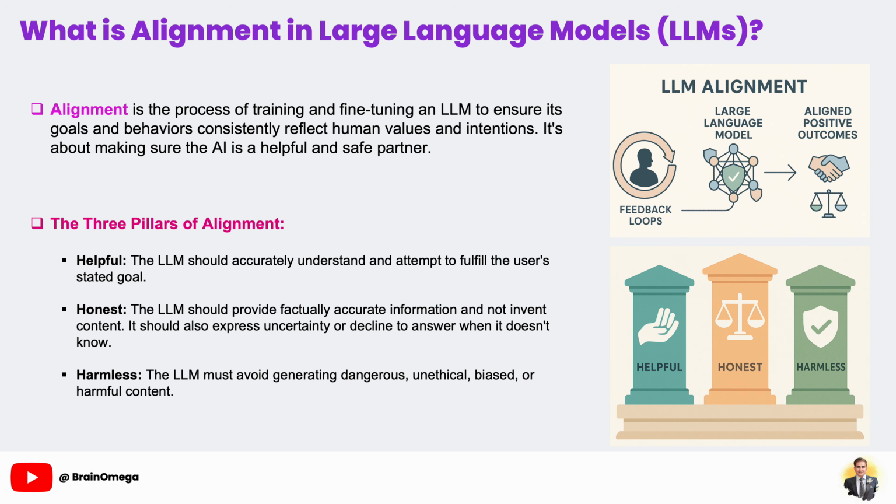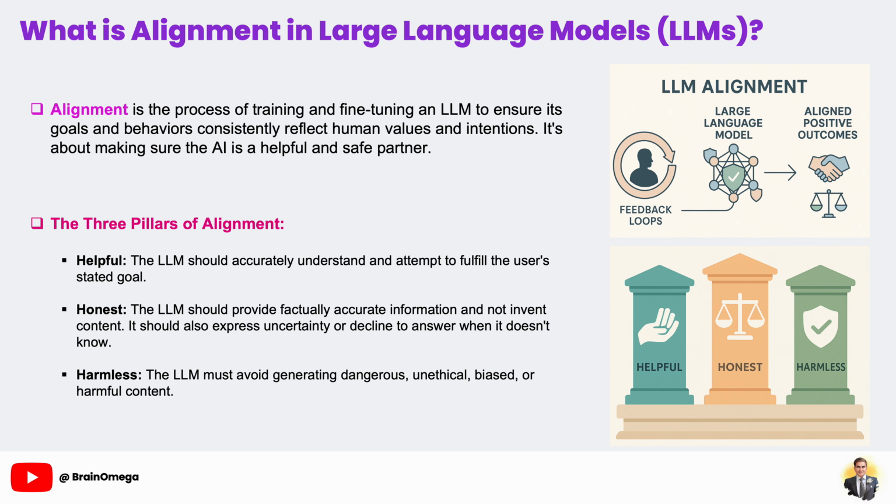It's a continuous cycle. We provide feedback, which helps refine the large language model. This refinement leads to what we call aligned positive outcomes, outputs that are beneficial and in line with our expectations. This process is repeated, creating a constant loop of improvement. To achieve this, the entire concept of alignment is built upon three foundational pillars, being helpful, honest, and harmless.